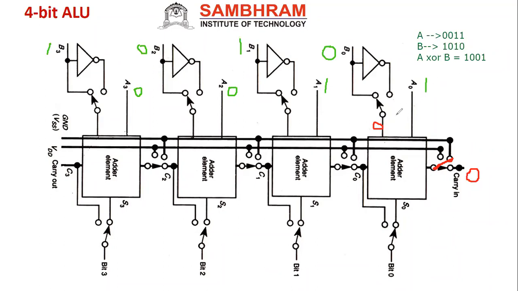Now you see 1, 0, it's an adder element. So 1, 0, what is the sum? Sum is equal to 1, correct? Then whether it is giving carry out or not? 1, 0, sum is 1. What is the carry? Carry is 0 only. So carry is 0, which means this will be connected to VSS, correct?